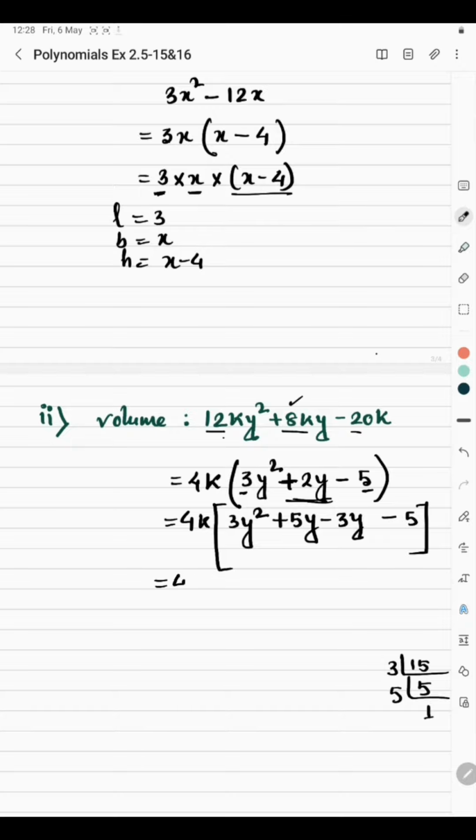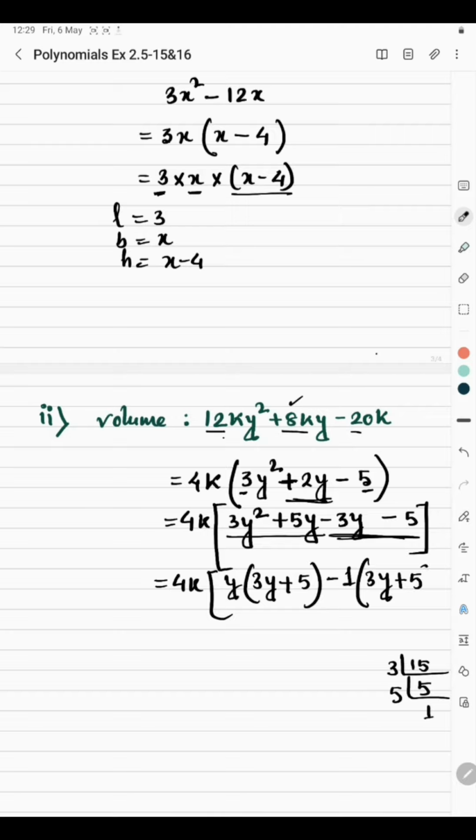Okay, now 4k will remain the same. Now from these two terms we have to take out the common factor. So here y is present in both the terms, so we'll take out y. So what will be left? 3y, because we have taken out y, so 3y will be left, plus 5 will be left. Then we have a minus sign. Now from these two numbers, which number is common? It is 1, so we'll take 1. So 3y will be left, and since the minus sign is here, this minus sign will become a plus sign. Okay, so we have the same factor here.